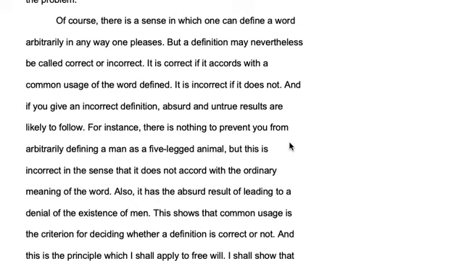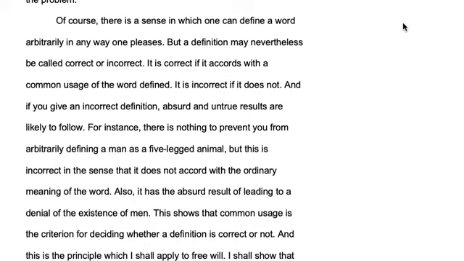And so, what we're going to do now is we're going to start to transition to what is going to be called the solution part of his discussion here. So, let's go ahead and pick up here with paragraph 6. Of course, there is a sense in which one can define a word arbitrarily in any way one pleases, but a definition may nevertheless be called correct or incorrect. It is correct if it accords with the common usage of the word defined. It is incorrect if it does not.